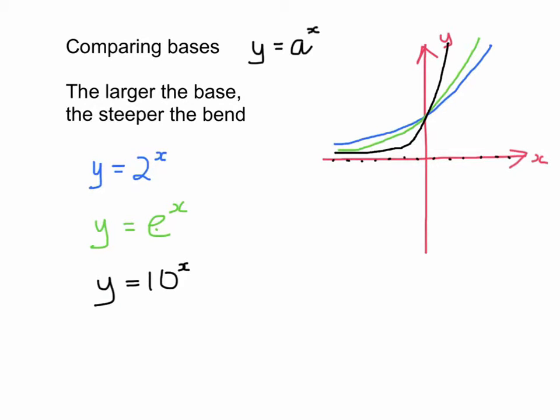And as you can see, hopefully, that they all still cross at (0, 1). And that's because anything to the power of 0 is still 1. So 2 to the power of 0 is 1, e to the 0 is 1, and 10 to the power of 0 is also 1.